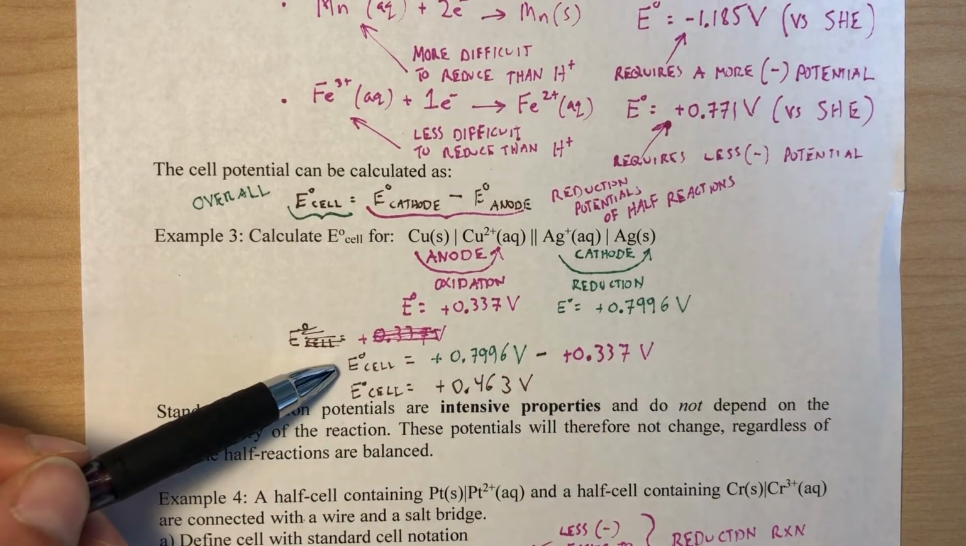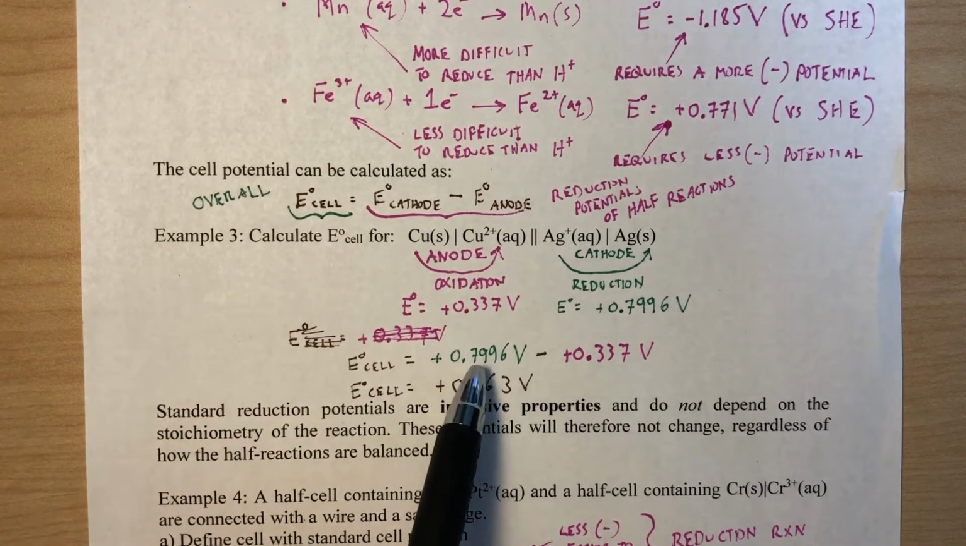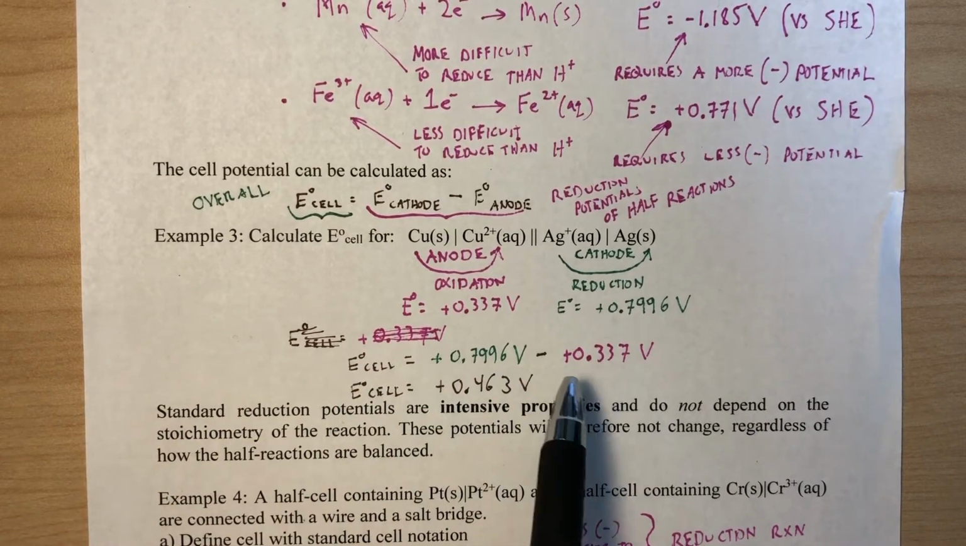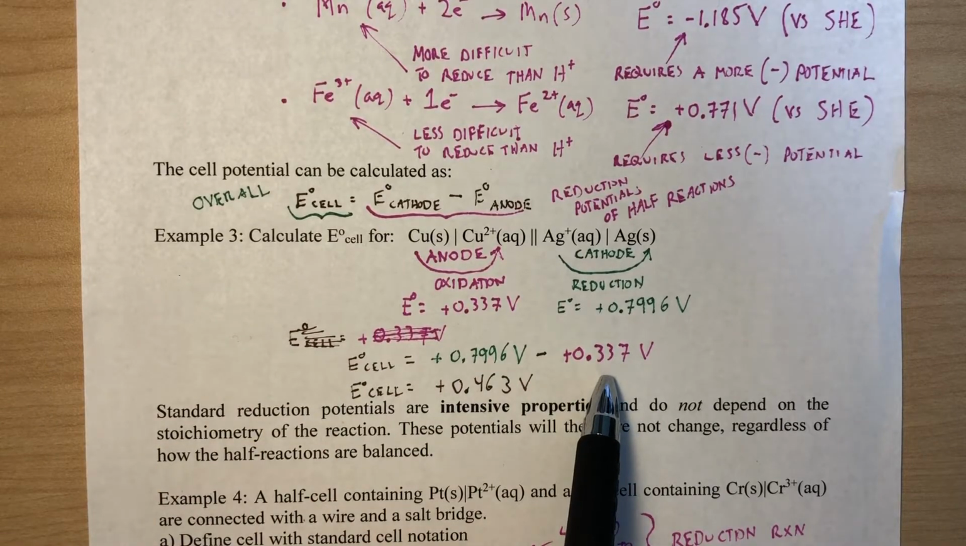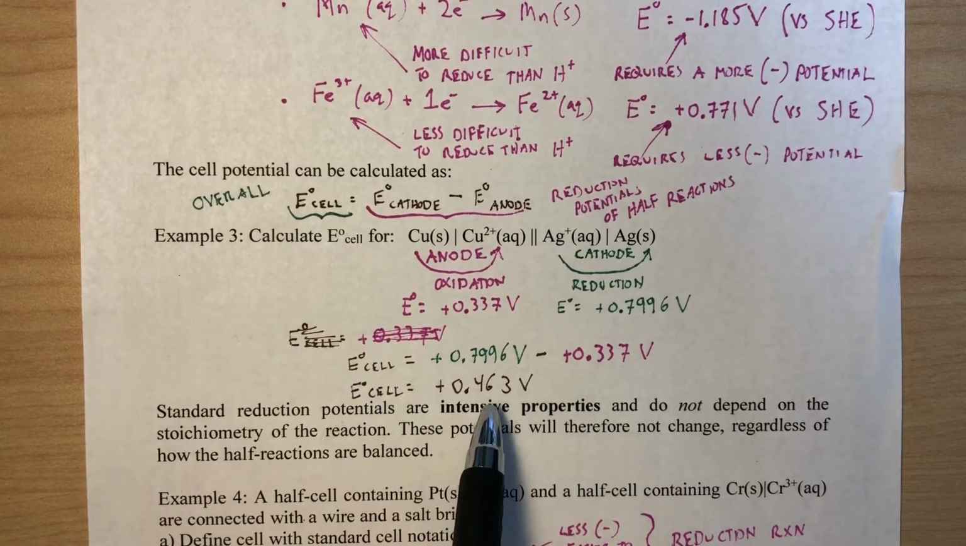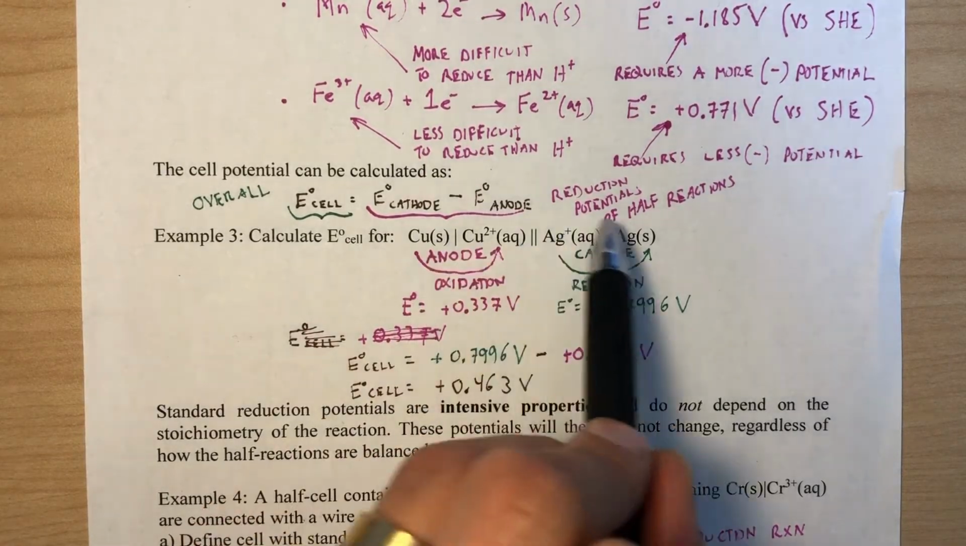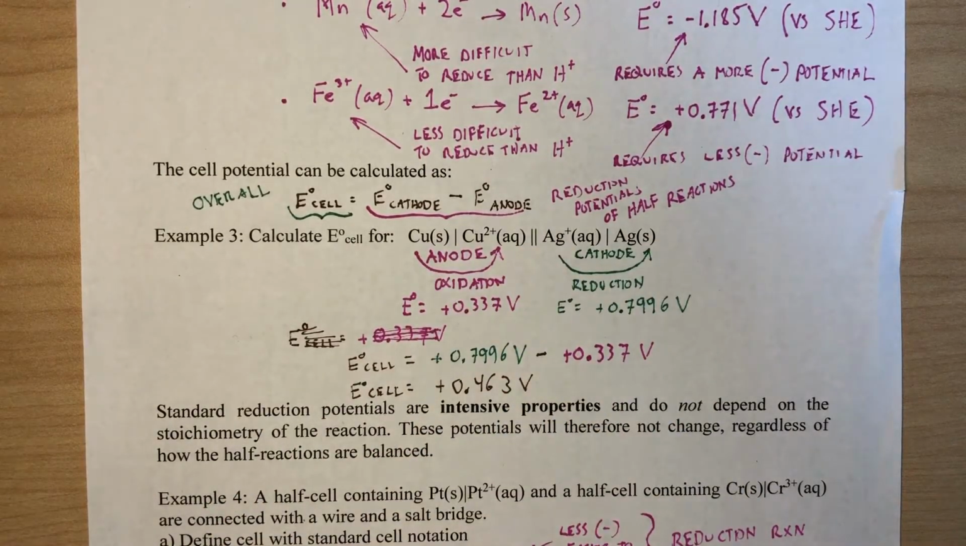So our E cell is going to be 0.7996 minus our anode, 0.337. So our E cell is going to be equal to 0.463 volts for this entire reaction.